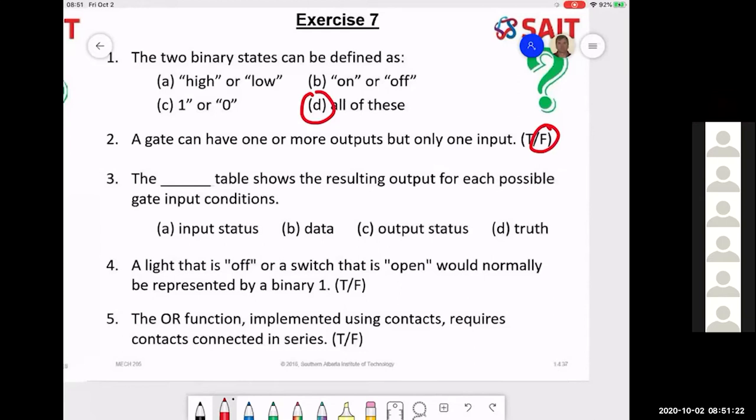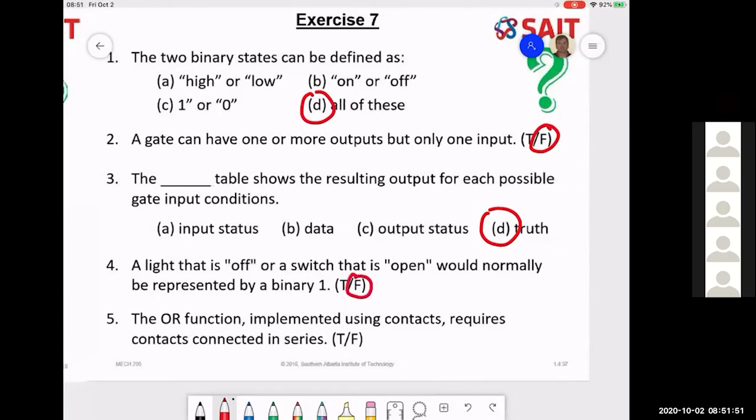Now I've got here a sentence with a missing word. The missing word could be input status, data, output status, or truth. The missing word table shows the resulting output for each possible gate input condition. Truth, truth, yeah, truth table. A light that is off or a switch that is open would normally be represented by a binary 1. False. Yeah, false.